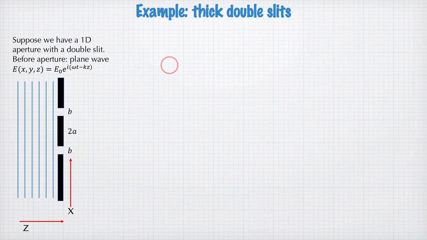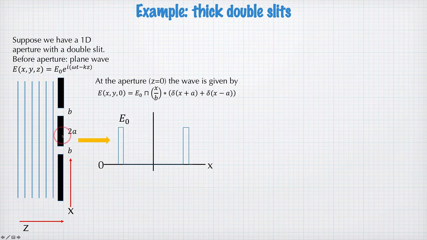So now we have this piece of information, we can just go nuts thinking about it. So suppose we have another 1D aperture, this time it's a double slit. So we have slits, each of width b, and there's a spacing here 2a. What's the Fourier transform of this?